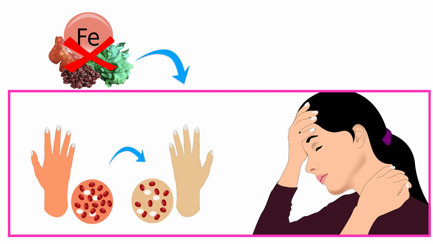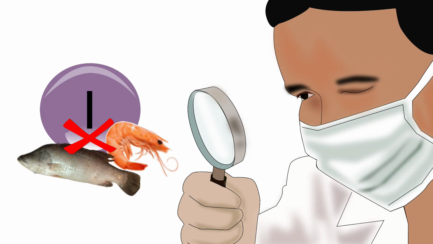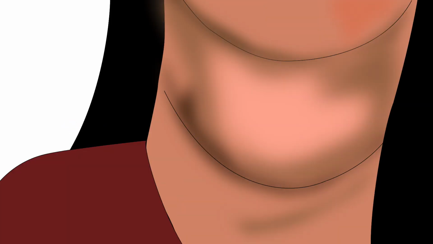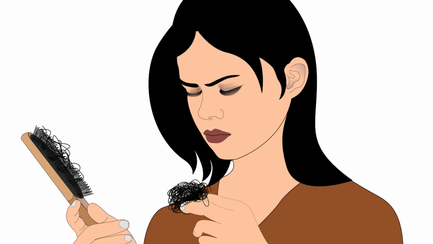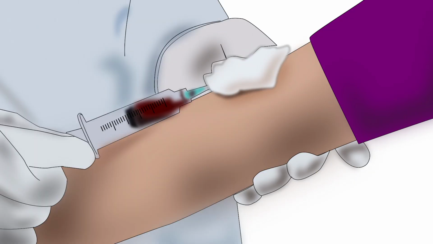In iron deficiency, symptoms such as pale skin and fatigue are recognized. The level of hemoglobin in the body is measured by a blood test. Iodine deficiency is also diagnosed by its unique symptoms and tests. Symptoms such as swelling of the neck, weight gain, and hair loss are recognized. The level of iodine and thyroid hormones in the body is measured by blood test.